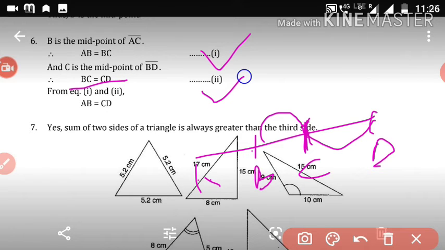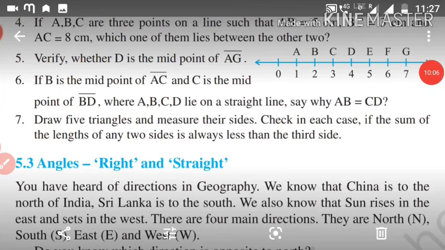So from equation number 1 and equation number 2, what we can say? We can say AB is equal to CD, isn't it? Because BC is equal to CD and again BC is equal to AB, then we can say AB is equal to CD. So AB is equal to CD. Now come to the next question, the last question of this exercise, question number 7.